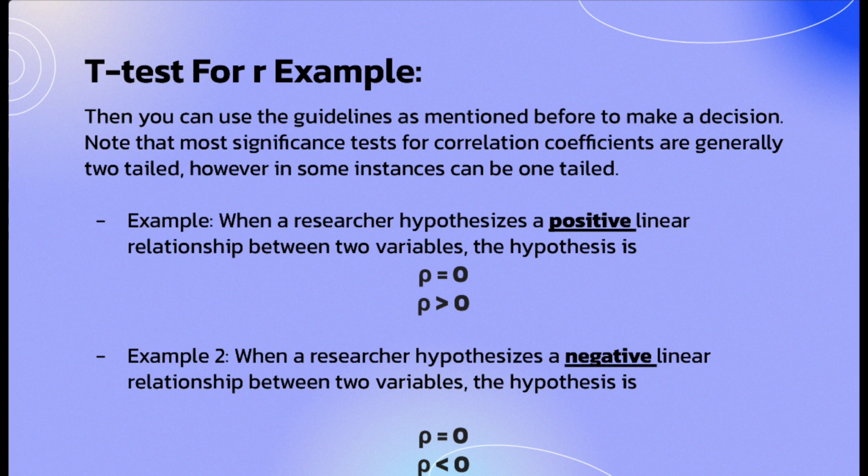Note that most significance tests for correlation coefficients are generally two-tailed. However, in some instances, it can be one-tailed. An example of this would be when a researcher hypothesizes a positive linear relationship between two variables. The hypothesis is rho equals 0 against rho is greater than 0. Example 2. When a researcher hypothesizes a negative linear relationship between two variables, the hypothesis is rho equals 0 against rho is less than 0.